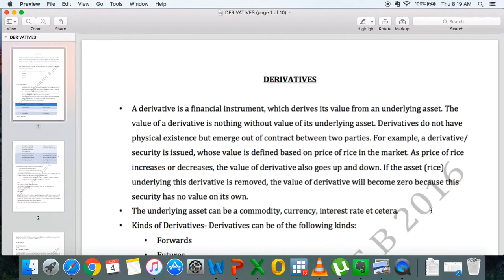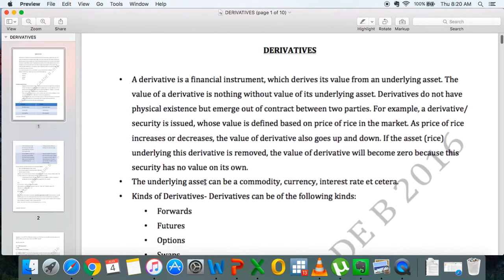That was one example of a derivative. I hope you have understood what exactly is a derivative. We can take an example of a commodity derivative as well. The price of rice increases or decreases in the market, and there is a derivative which is attached to the value of the rice. So as the price of rice increases, the value of the derivative can go up or down. It can be otherwise as well. If the price of rice increases, the value of the derivative can go down as well. It depends on the relationship between the derivative and the rice.